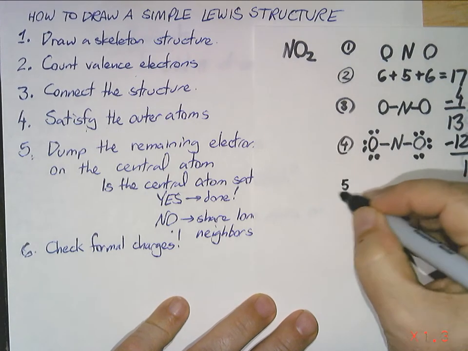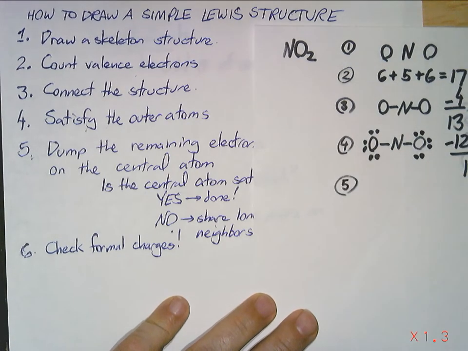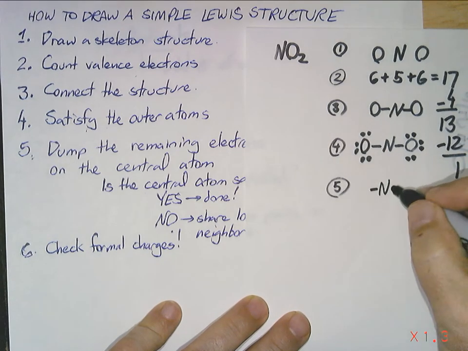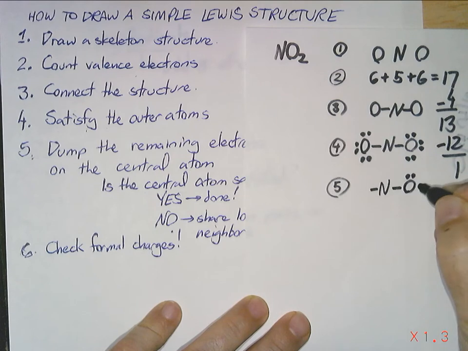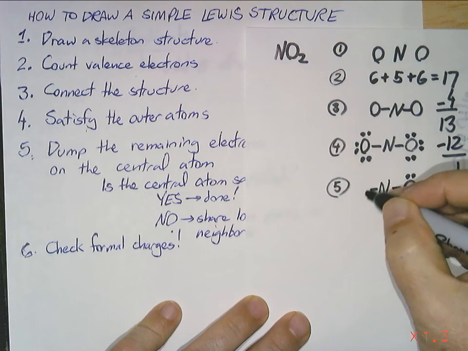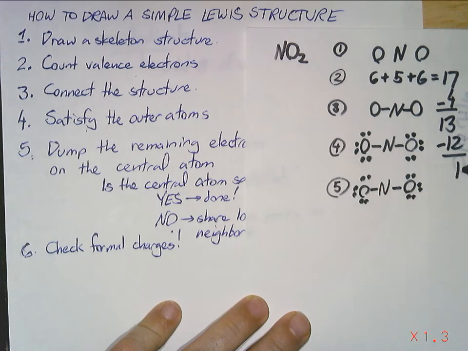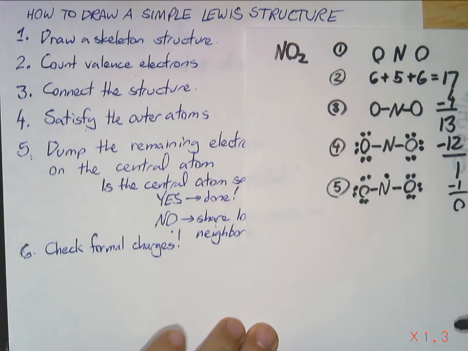Step 5. Dump the remaining electrons on the central atom. Okay, well I've got 1. Here's my structure at step 4. If I take that one electron and dump it there, it looks like I'm done.